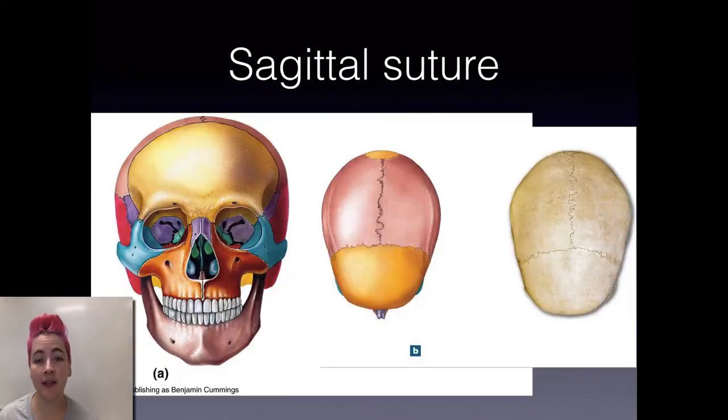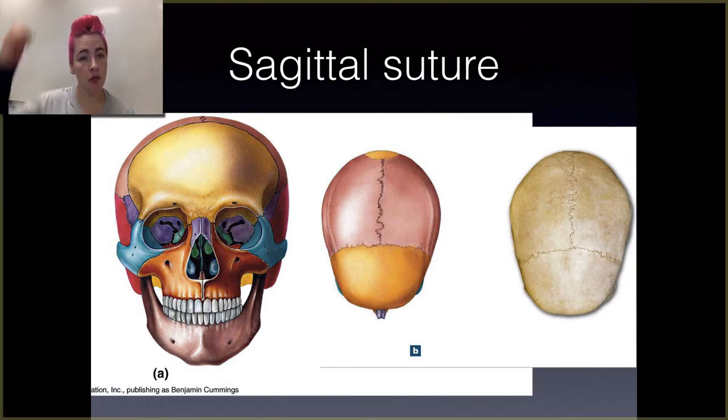The first suture is the sagittal suture. The sagittal suture runs down the center of the skull. It separates the right from the left parietal bone. It is there, and you can kind of see it at the very top there. And remember, sagittal is 1 G, 2 T's.